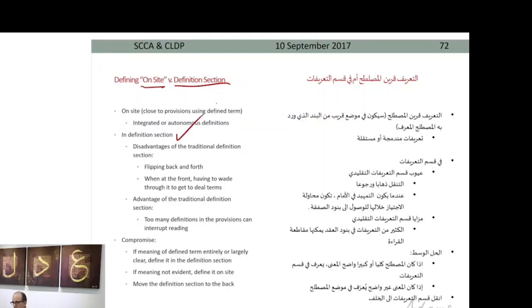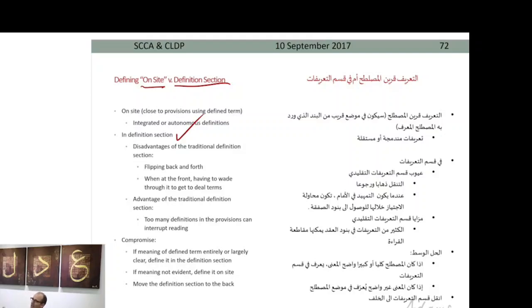The disadvantages are clear enough. You're reading a section, you encounter a defined term you don't know the meaning of, so you flip to the definition section. Whether it's at the front or the back, you read the definition, it points you to another definition in the definition section. So you turn to that, you read that, and then you go back to where you started. There's a lot of flipping of pages, and it's distracting.